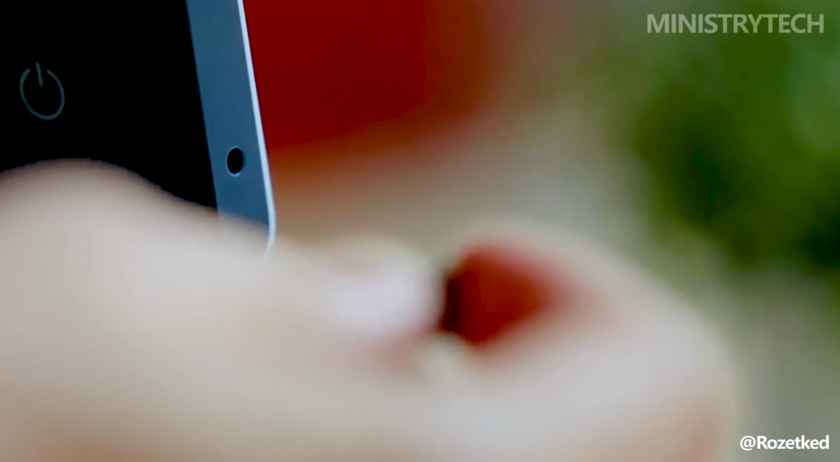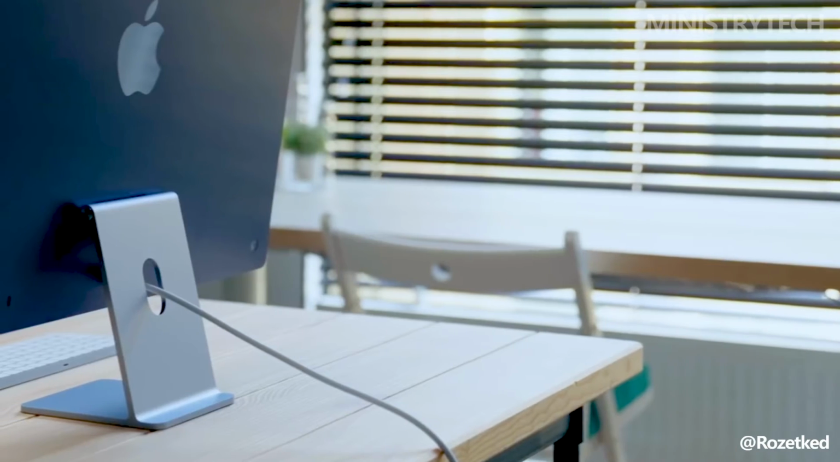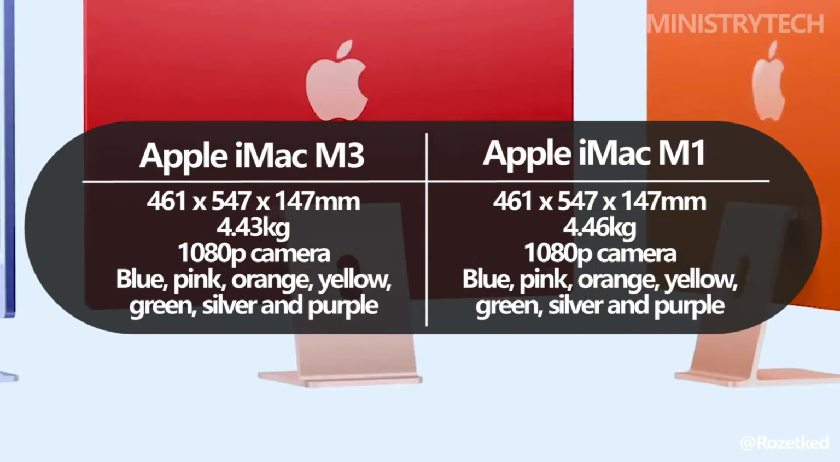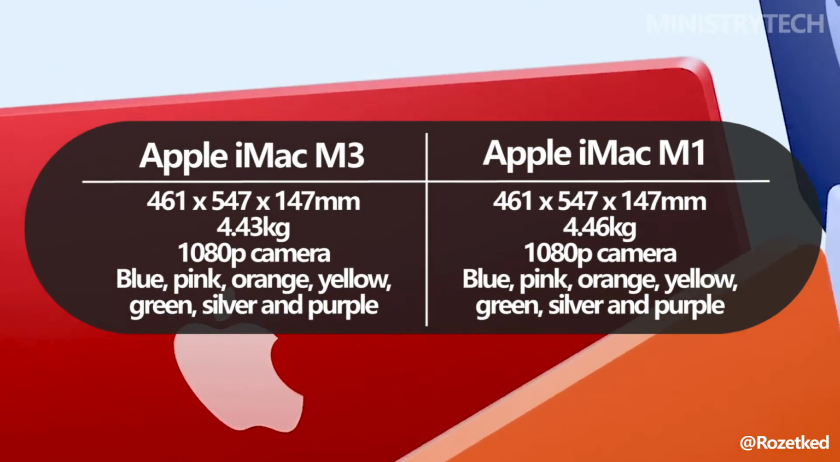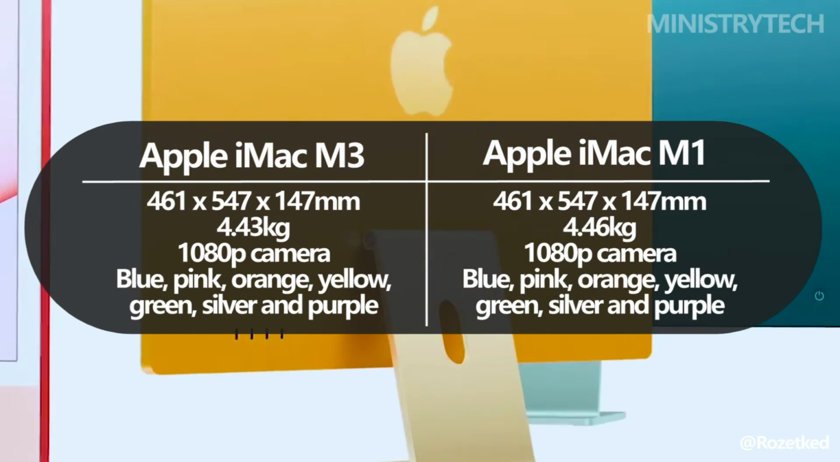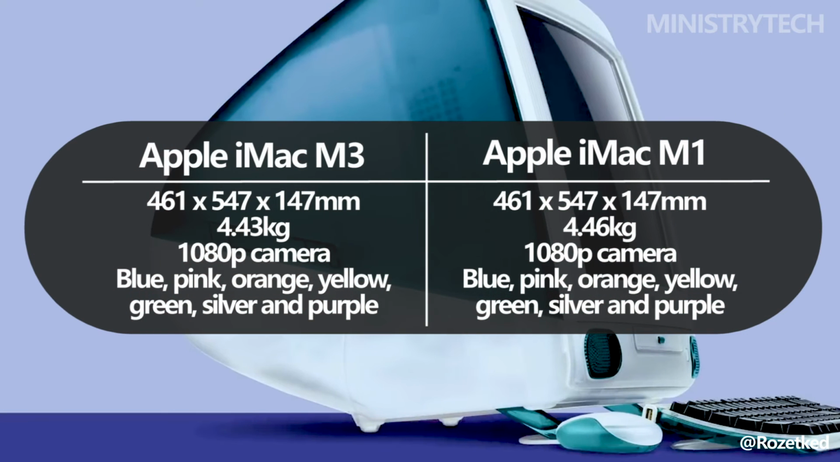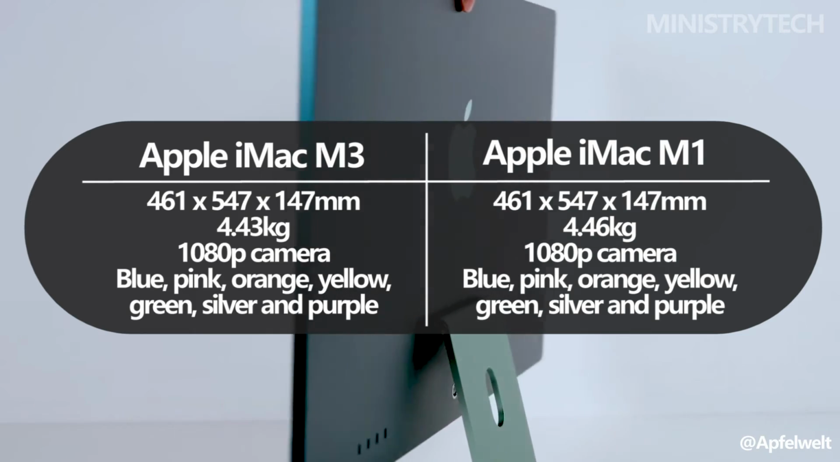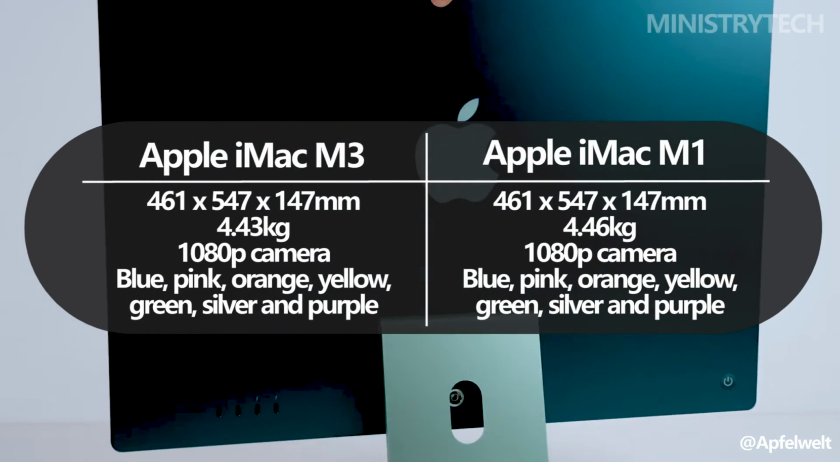Prior to its release, there were a lot of rumors claiming that the new iMac would be available in a wider variety of colors. However, this is untrue. The same colors, blue, pink, orange, yellow, green, silver, and purple, that were offered when the M1 model first debuted, are still accessible here. The available colors will vary depending on the model selected, since the base model is limited to blue, green, pink, and silver.